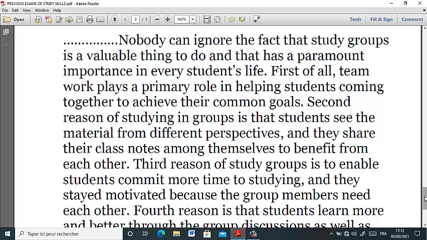common goals. Second reason of studying in groups is that students see the material from different perspectives and they share their class notes among themselves to benefit from each other. Third reason of study groups is to enable students commit more time to studying and they stayed motivated because the group members need each other.